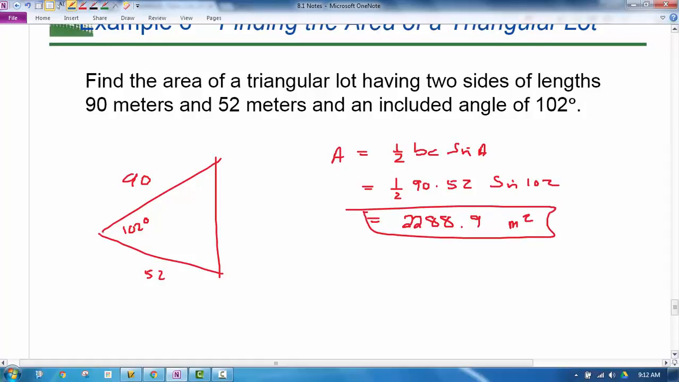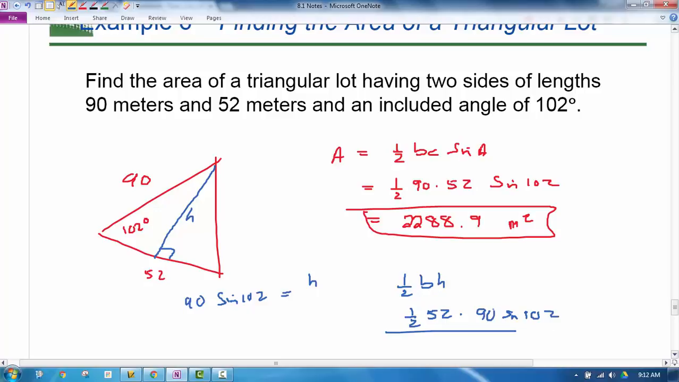All right, so now you don't have to memorize this formula if you don't want, because you can always find the height by drawing this in. In this case I would draw this in. This would be the height, and I would use the sine of 102 equals opposite, which is the height, over 90. Multiply both sides by 90, and that's the way you can find the height, and use the formula 1/2 base times height, where the base is 52 and the height is 90 sine of 102, and that's exactly what we did here. So you're going to get the same answer.